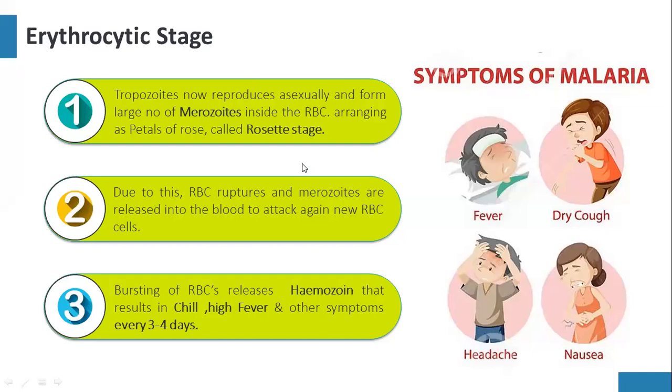Till now, the body did not know that the pathogen was there. With the release of hemozoin, the body understands that some pathogen has entered, so it will increase the fever to kill it. But by then, the merozoites have attacked new RBCs and again become trophozoites, and again they grow into merozoites. The cycle continues, and many RBCs get killed, so the severity of malaria goes on increasing.